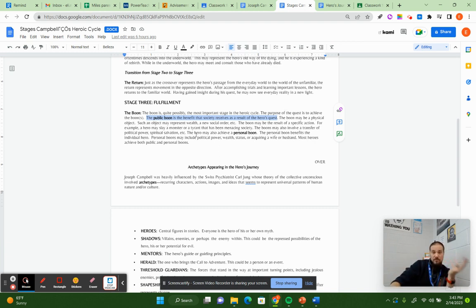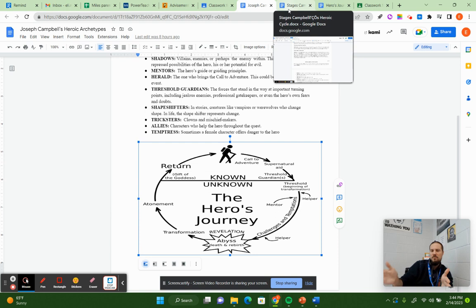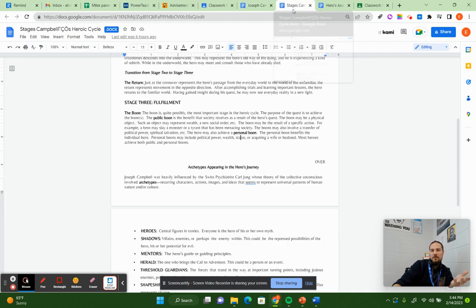Or, and usually at the same time, he achieves a personal boon, which is political power, wealth, status, a wife, a husband, something that the hero personally gains out of all this. Okay. So that's what the public boon, the gift of the goddess, the magical elixir, whatever you want to call it, that stage of the hero's journey is. And there's more stages. You can split it up into more individual stages than I've listed here, but these are kind of the main ones, the ones that you probably have to know. Okay. And so that's really it.